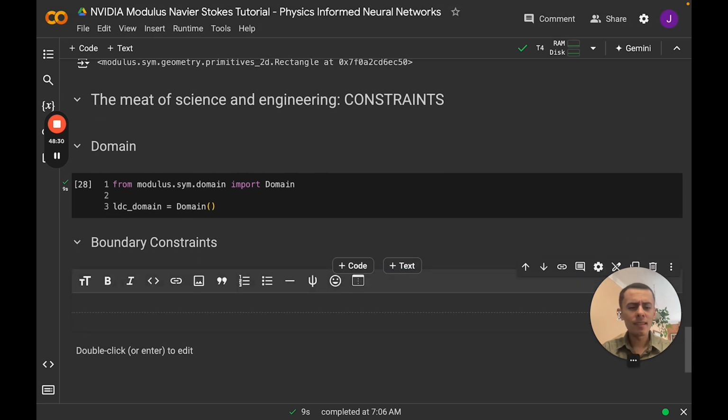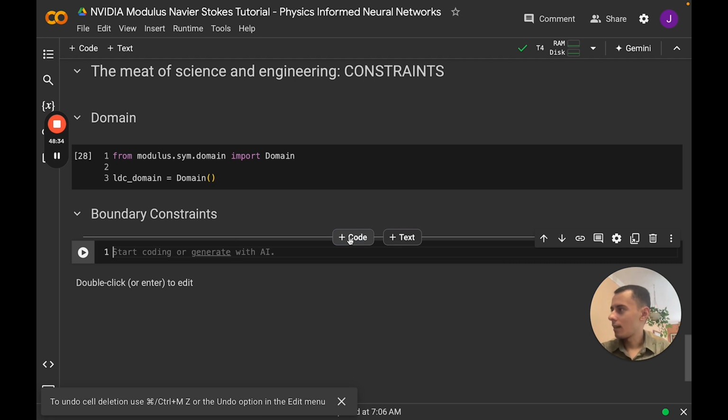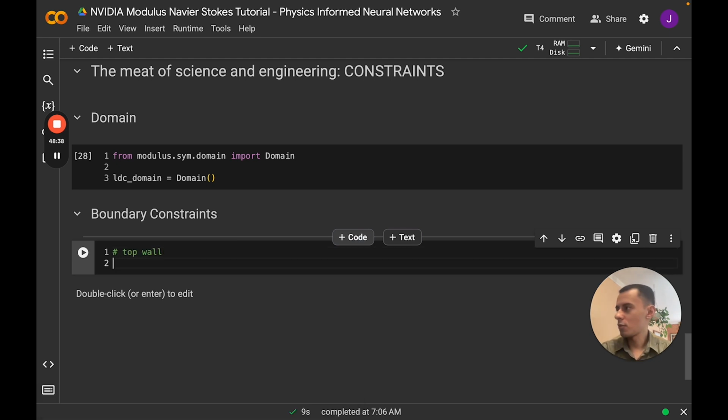I'm convinced the lid-driven cavity flow problem is a very boring problem. I hope we're going to talk about more exciting simulations in the future. Let me know about those. I want to do rocket simulations. That's cool.